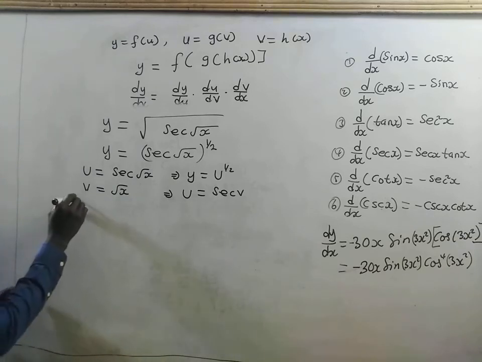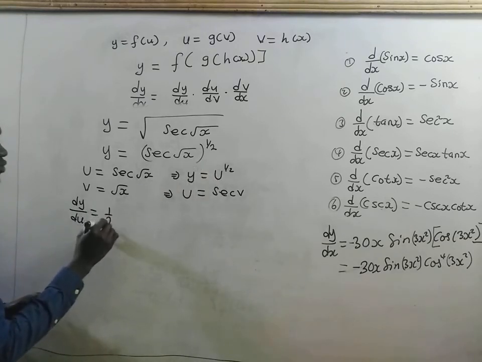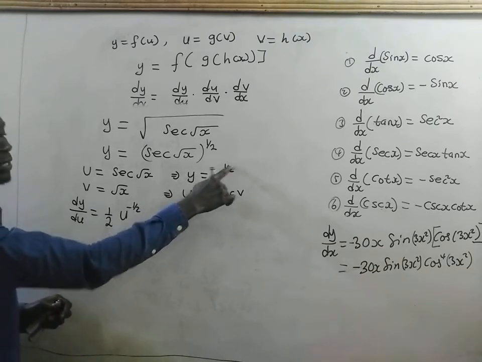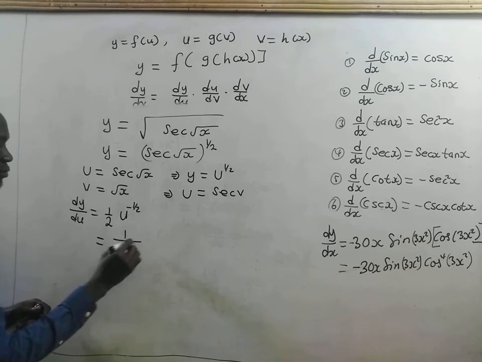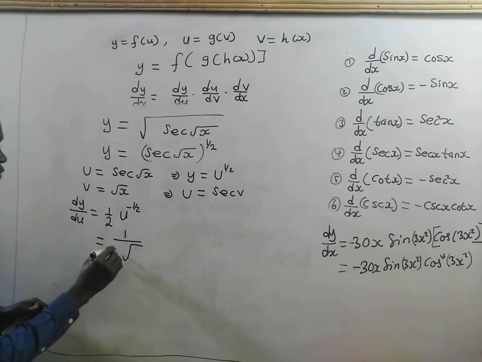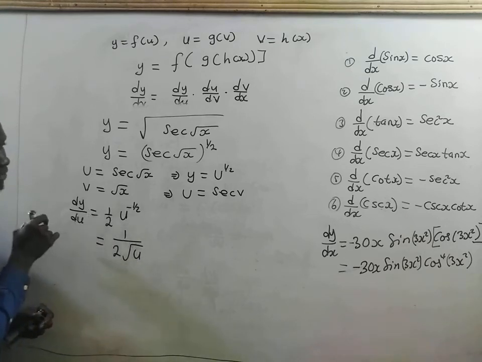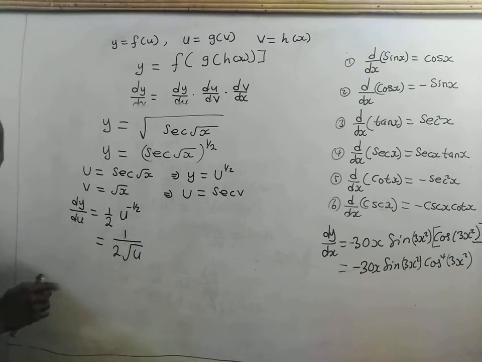If I take the derivative of y with respect to u, if we differentiate u to the power half, we get half of u to the power negative 1 on 2. If we subtract 1 from this, we get negative 1 on 2. And this is the same as 1 divided by 2 times square root of u. So there's a negative up here. Where is the negative? Where did it go? Check this out.